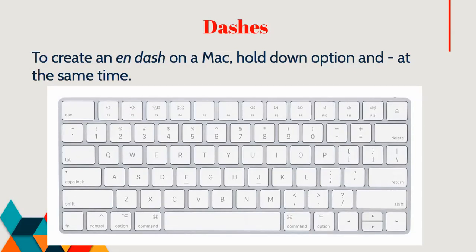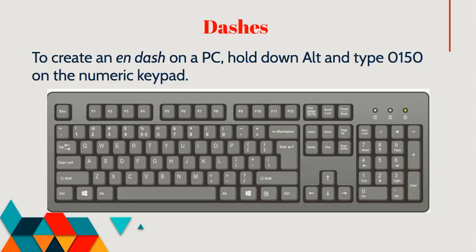To create an N dash on a Mac, you hold down Option, and then you click what would be the hyphen or the minus key at the same time, and an N dash is going to pop up. On a PC, hold down Alt, and then on the numeric keypad, it only works on the numeric keypad, you type 0, 1, 5, 0, and then an N dash is going to pop up.